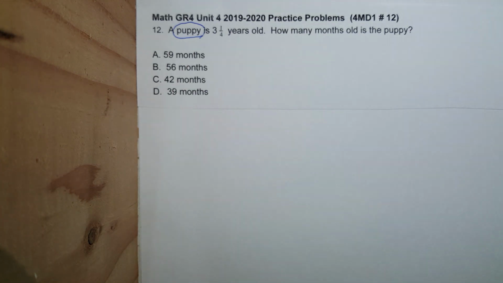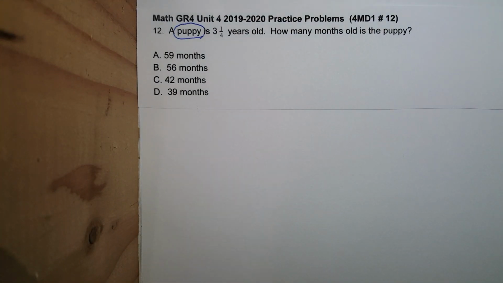A puppy. Who doesn't love puppies? Well, maybe cat lovers. My daughter wants a puppy, and she's not getting one.